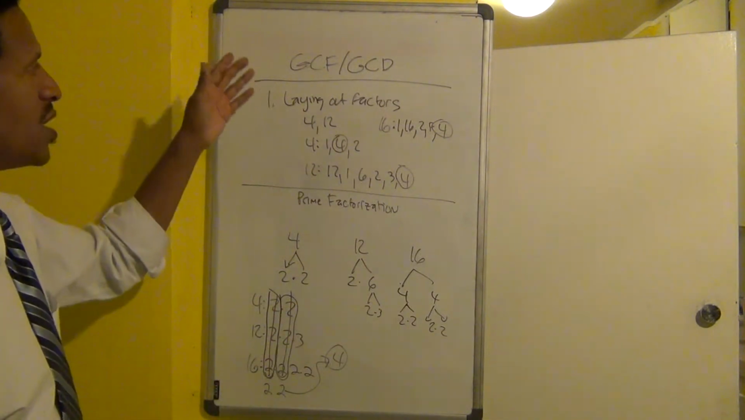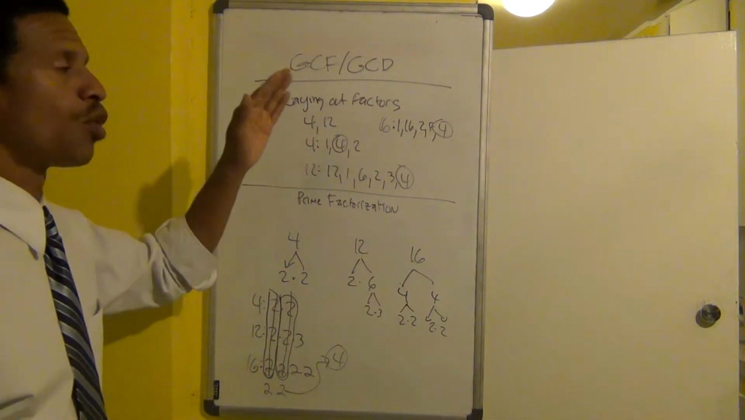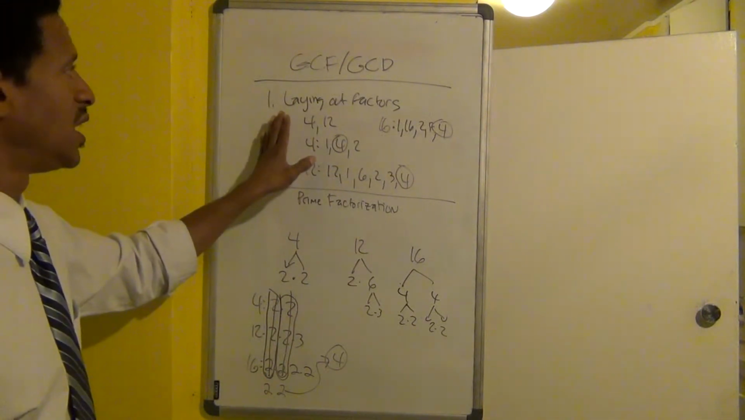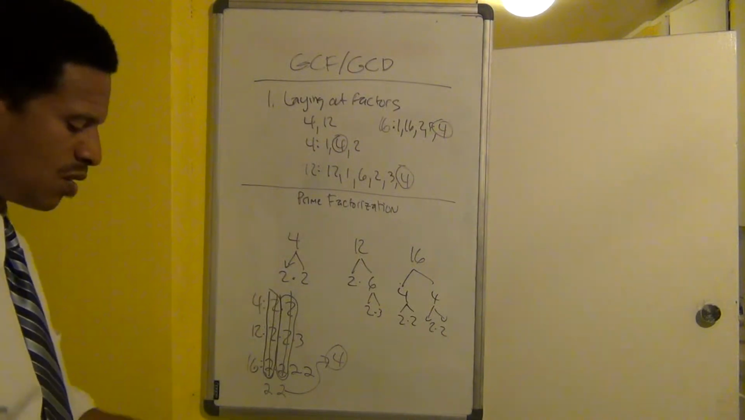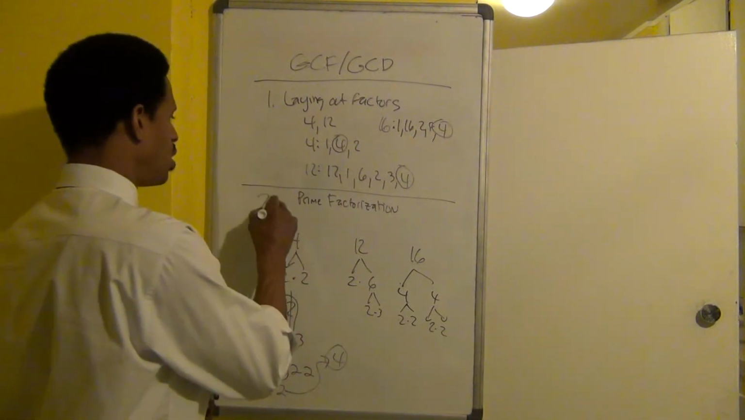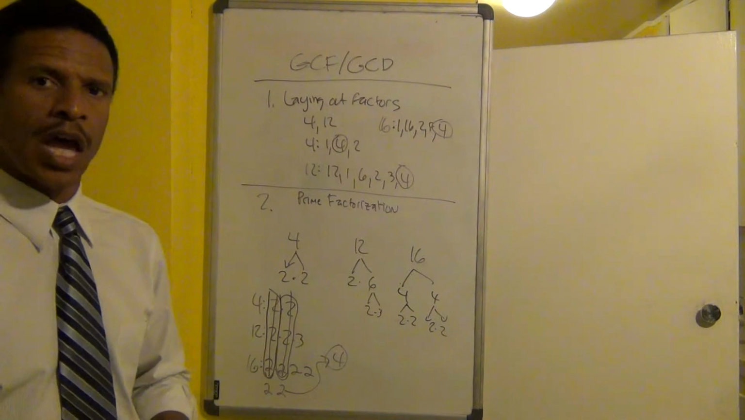So that is how to find the greatest common factor or greatest common divisor using the factoring technique, or laying out the factors of the numbers. And then also here, number 2 is your prime factorization. I hope that helps.